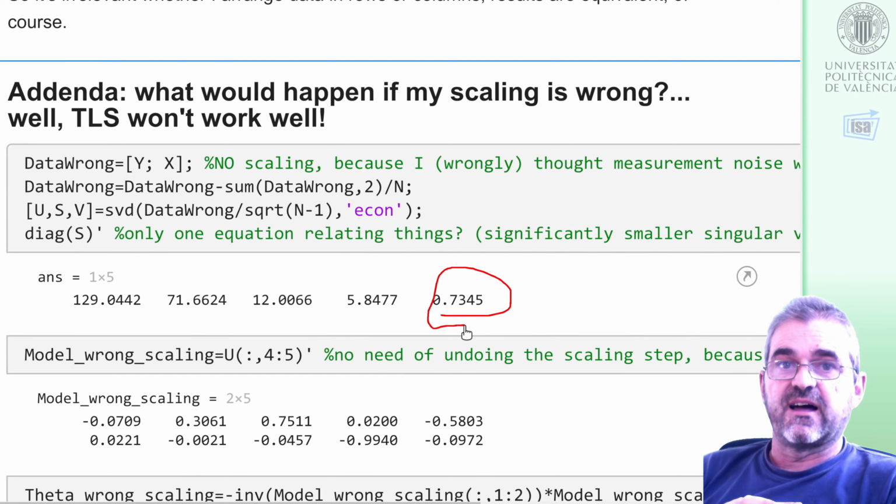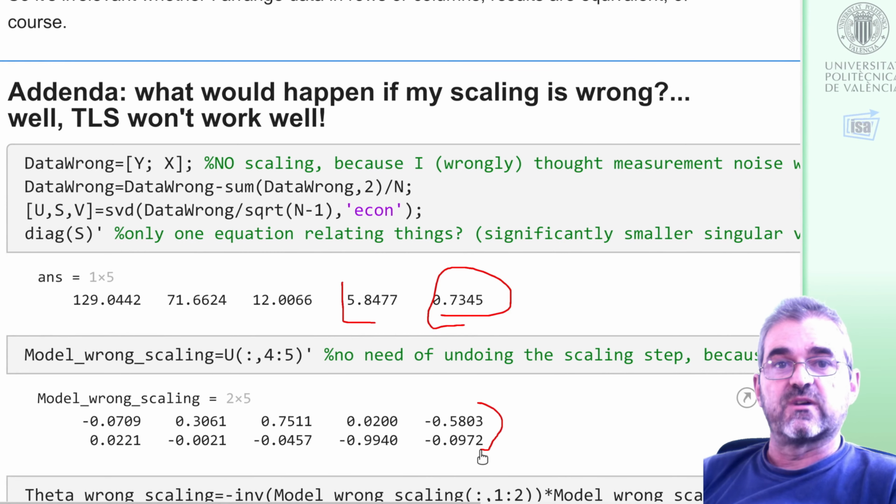So even if my data had 2 clean equations inside, I would have been very tempted with the wrong scaling towards saying that there is only one equation relating these 5 data in an actual application. Well, we finished with this.